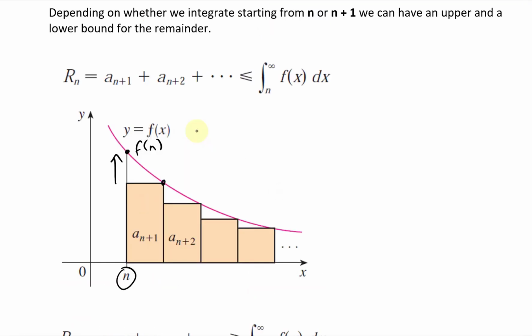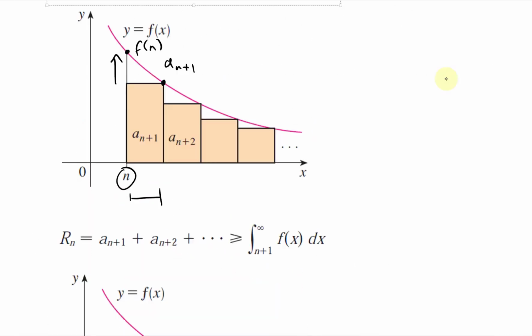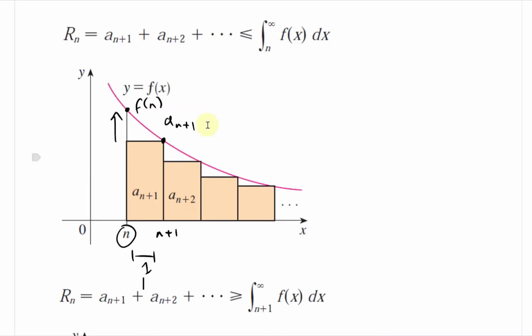Yeah, this value right here is a_{n+1} over here. And the width of this rectangle is just going to be n plus 1 minus n, so this is n plus 1. They're all going to be just 1. So subtract those two: n plus 1 minus n, they cancel, equals 1. So all these rectangles have height a_{n+1}. Again, if you multiply by 1, the area is still a_{n+1}.